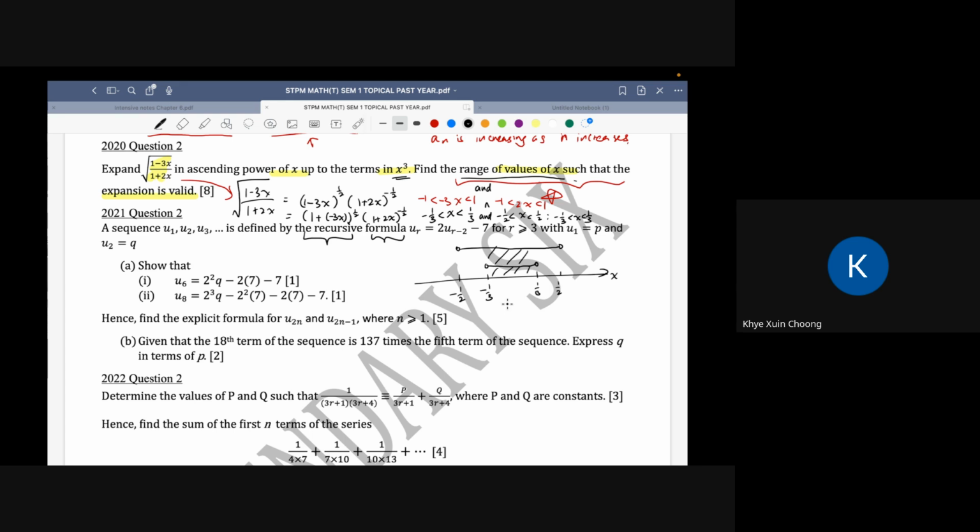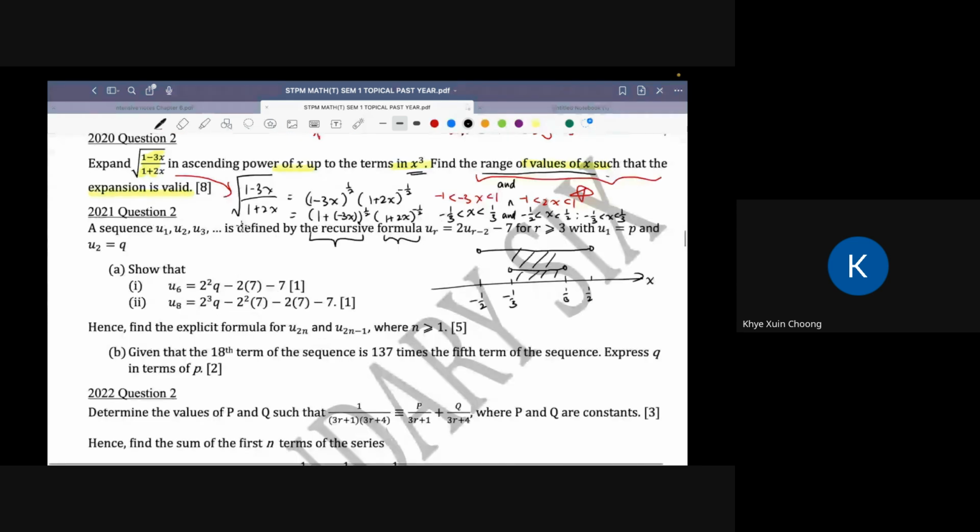Okay, so 2021. This question is actually very difficult. A sequence U1, U2, U3 is defined by a recursive formula like this, where r is greater or equal to 3, and U1 equals P, U2 equals Q. Show that this and this. We might not be able to do the behind part. If you want to find part B, you need to find the formula first. Before you find the formula, you cannot do part B.